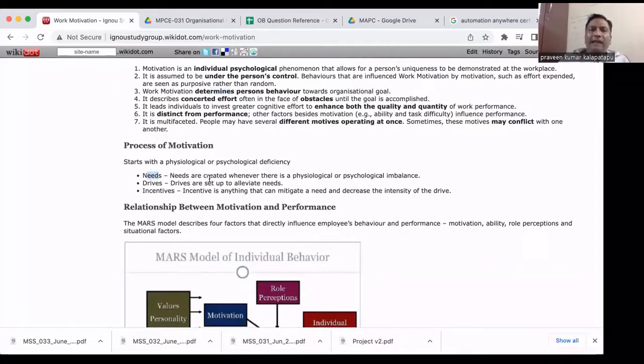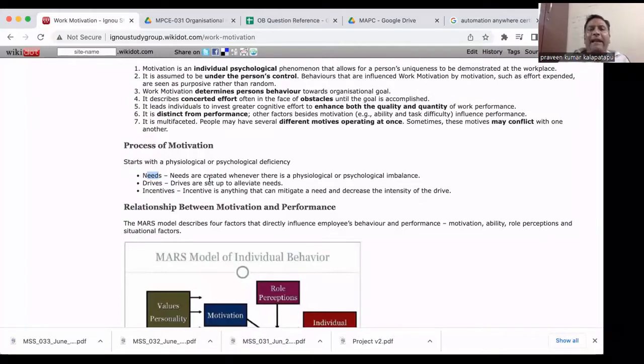Basically, this is where motivation starts, because you want to address some of your needs. Maybe you are motivated because you want to buy a BMW car, hence you need to do a particular job to earn money, right? So it starts with either a psychological or physiological need that I have.